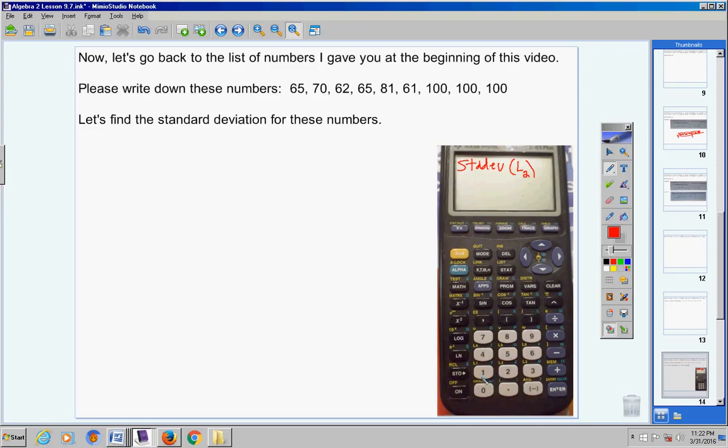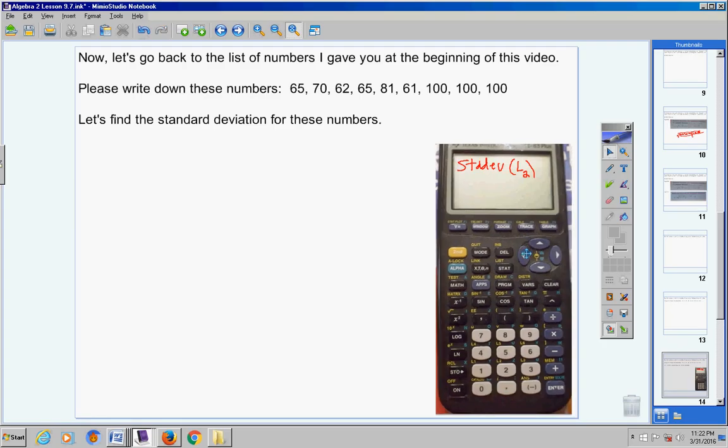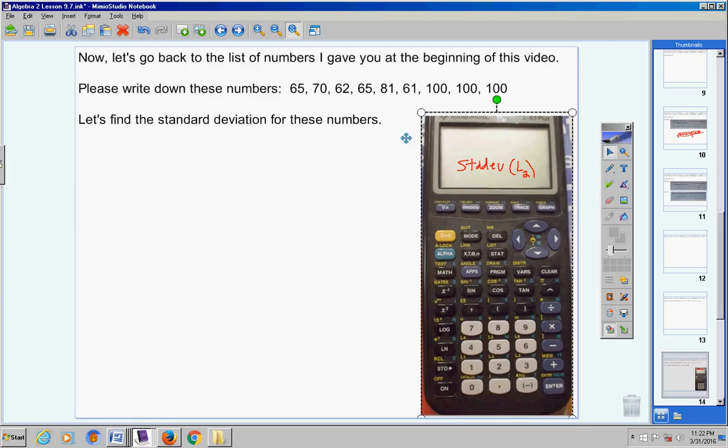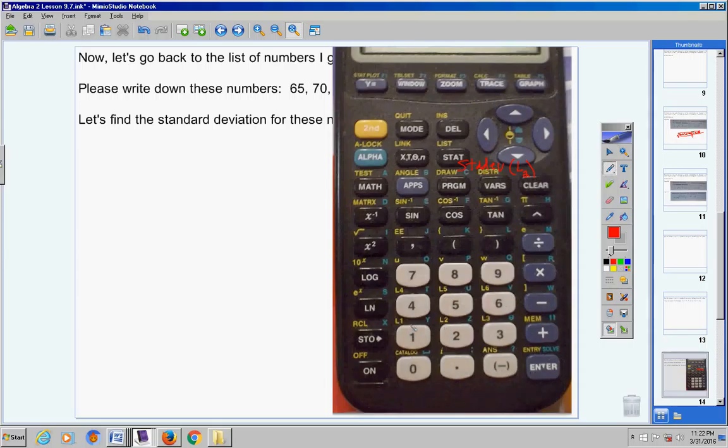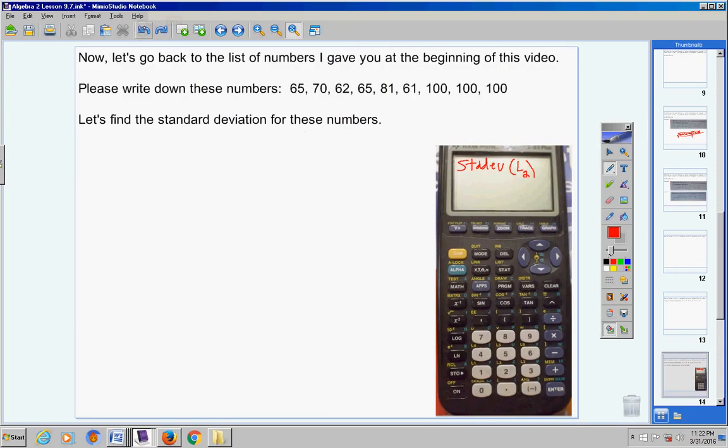Look at your numbers down here, guys. Look above the number 1, it says L1. Look above the number 2, it says L2. L1, L2, L3, L4, L5, and L6, okay? Mine's in list number 2, so I'm going to hit second, and then number 2 for list number 2. When I do this, it will pop up. And then close your parentheses if you want to. You don't have to close your parentheses, and hit enter.